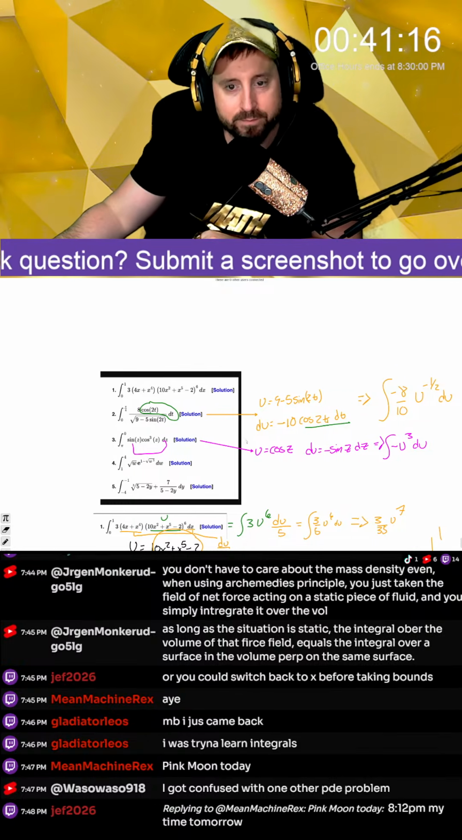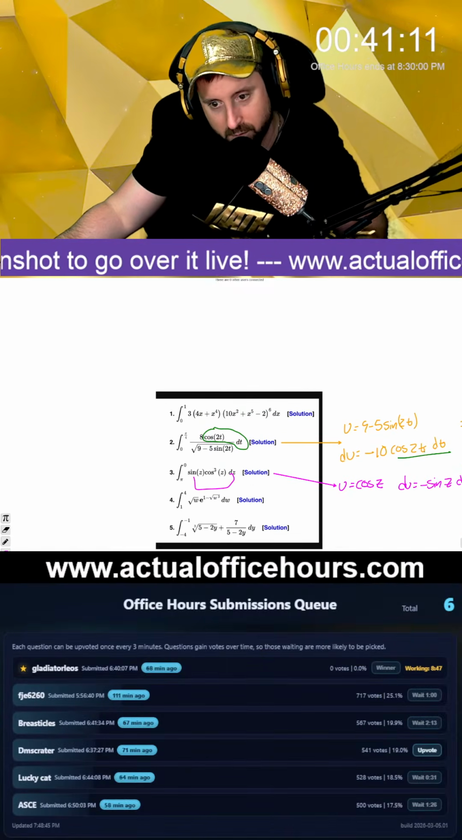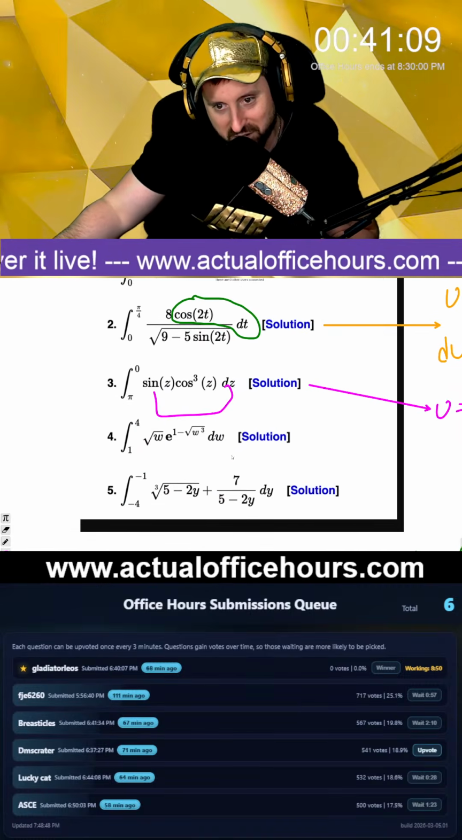Pink moon today. Is it a pink moon? Don't tell the flat earther. Oh no. If you're changing out the screens.